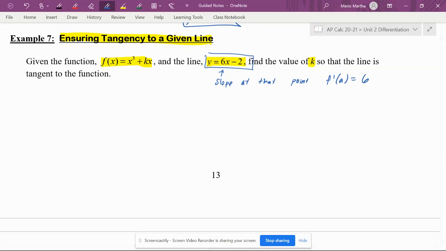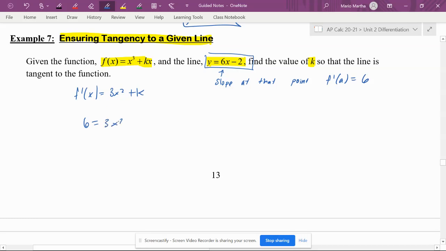So in this case, since we already know that, and now we have f of x equals x to the third plus kx, what we want to do is first find the derivative. So f prime of x equals, using the power rule, 3x squared. And then the derivative of kx is just k, so this is going to be plus k. Then we want to figure out when that is going to be equal to positive 6. So I'll set that equal to 6, right?